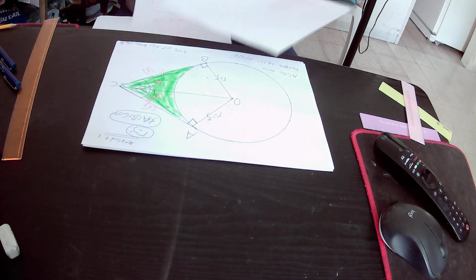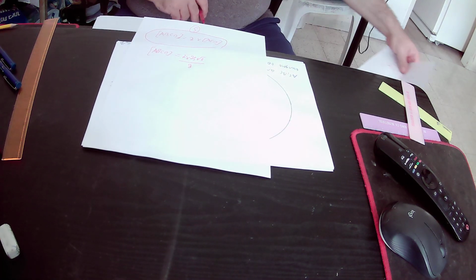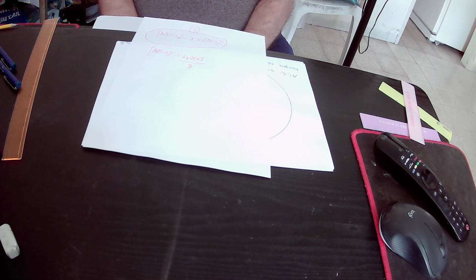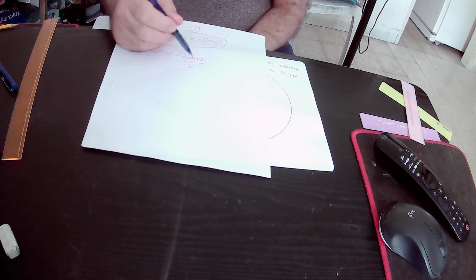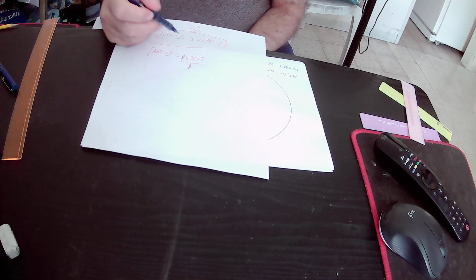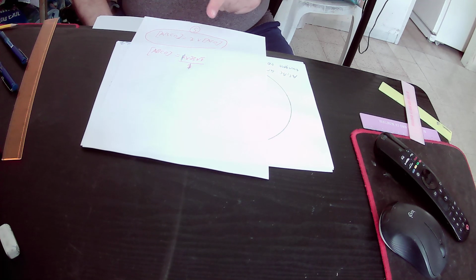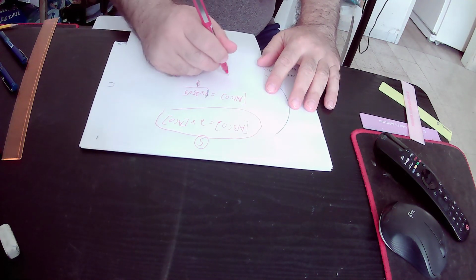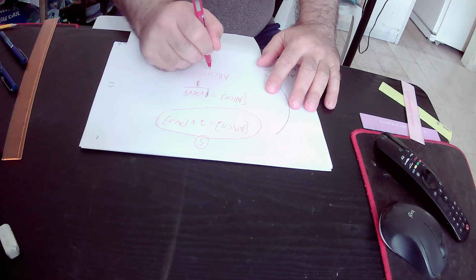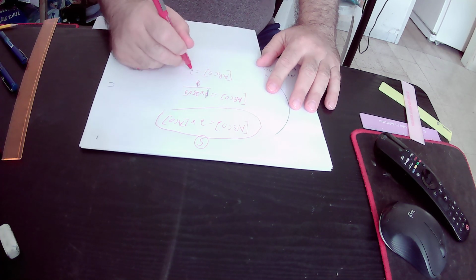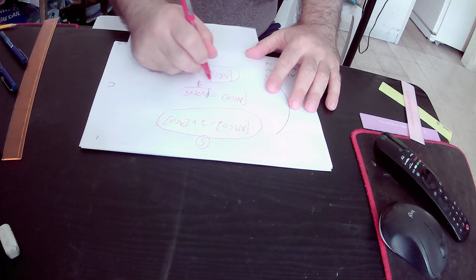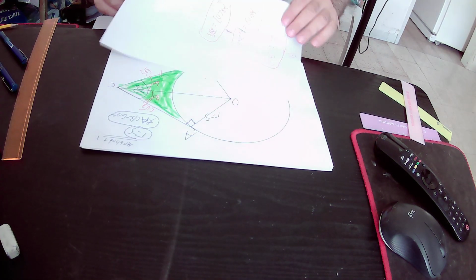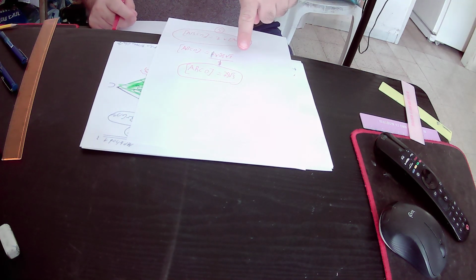So the area of quadrilateral ABCO equals 2 times 25 times root 3 over 2. Here, 2 over 2 is 1, so the 2s get cancelled. So the area of quadrilateral ABCO will be equal to 25 times root 3 square units. The area of quadrilateral ABCO equals 25 times root 3 square units.